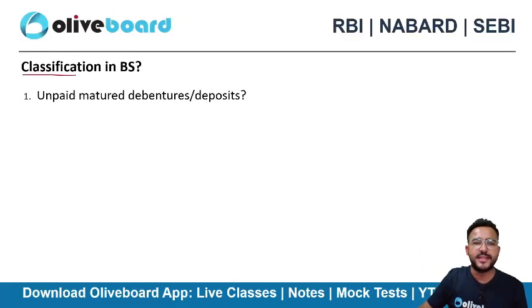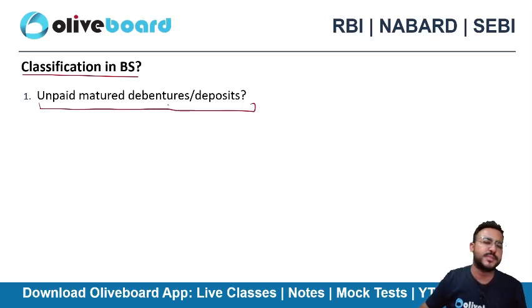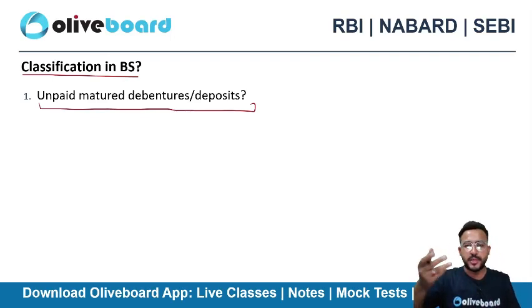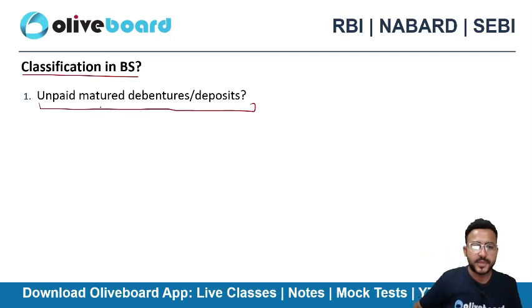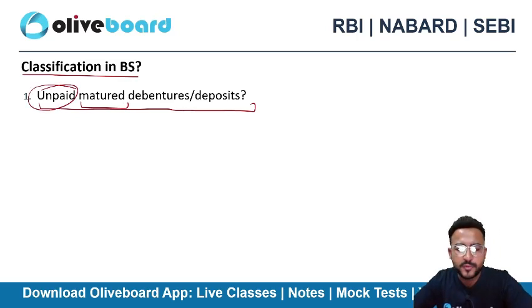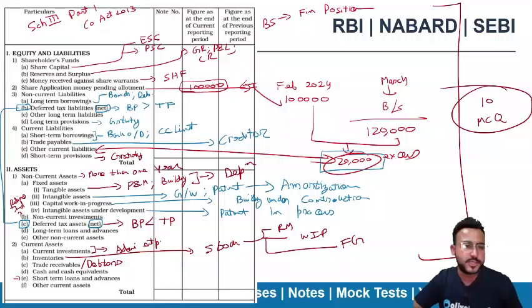Where will you classify this in the balance sheet: unpaid, matured debentures or deposits. So you have issued debentures to the general public, that's matured now, and you haven't paid it yet. So where will you classify it? Now that's a liability, that's for sure. But where will you show this in the liability section? Let me open that liability slide for you guys. You can check where we can classify this.